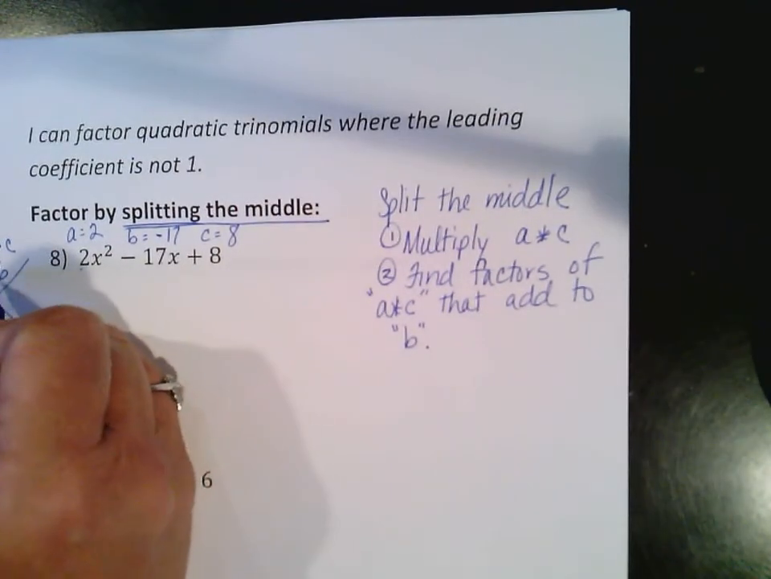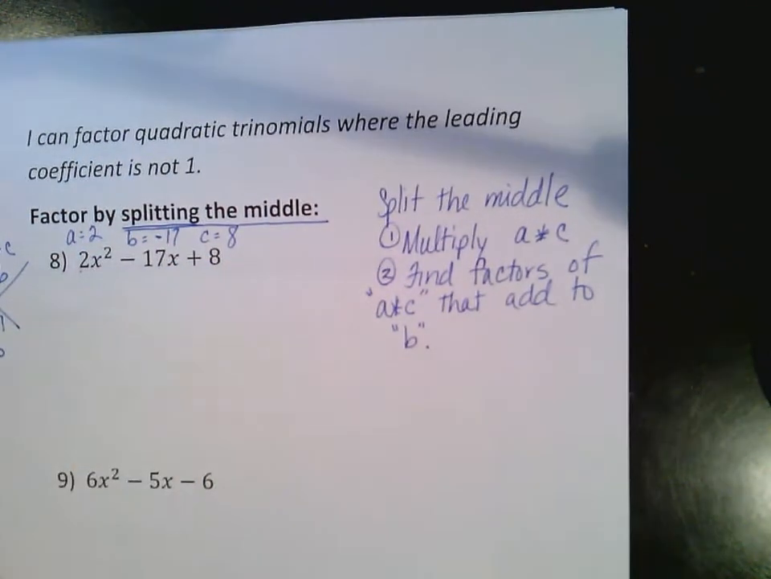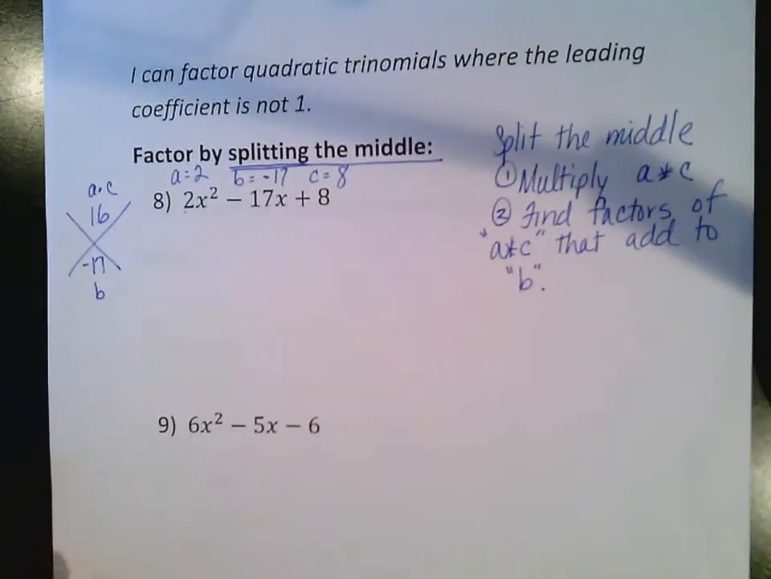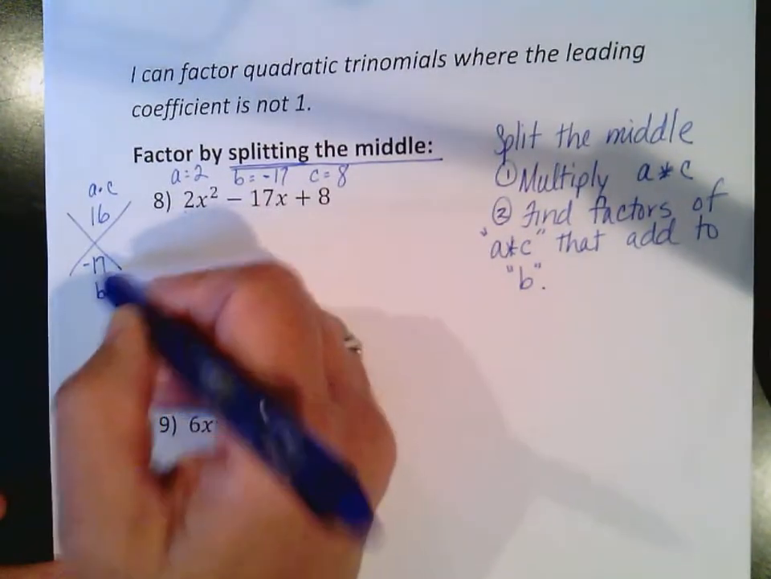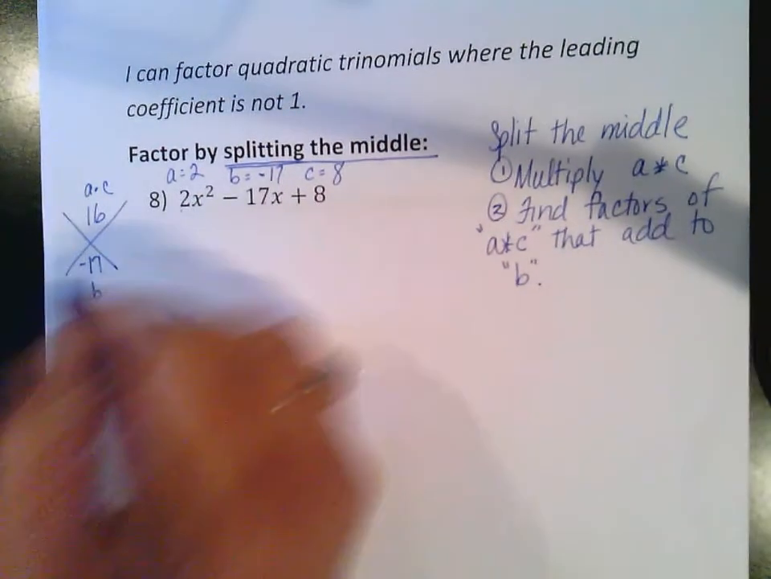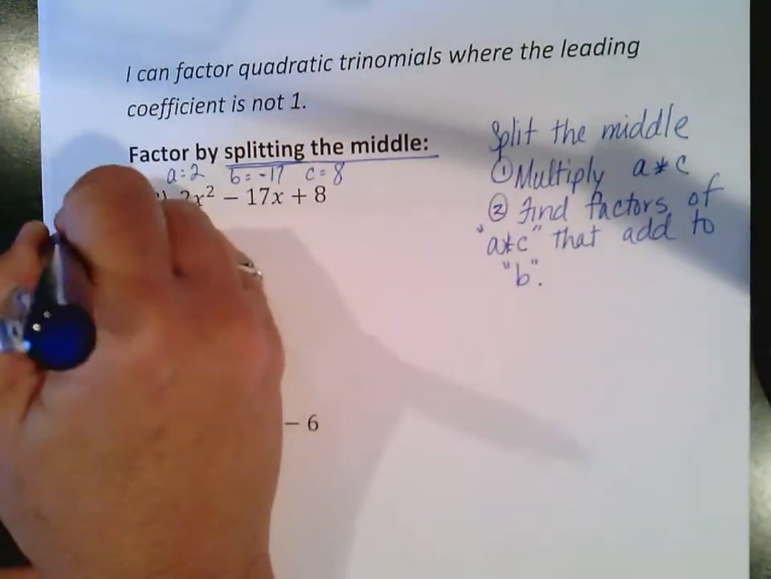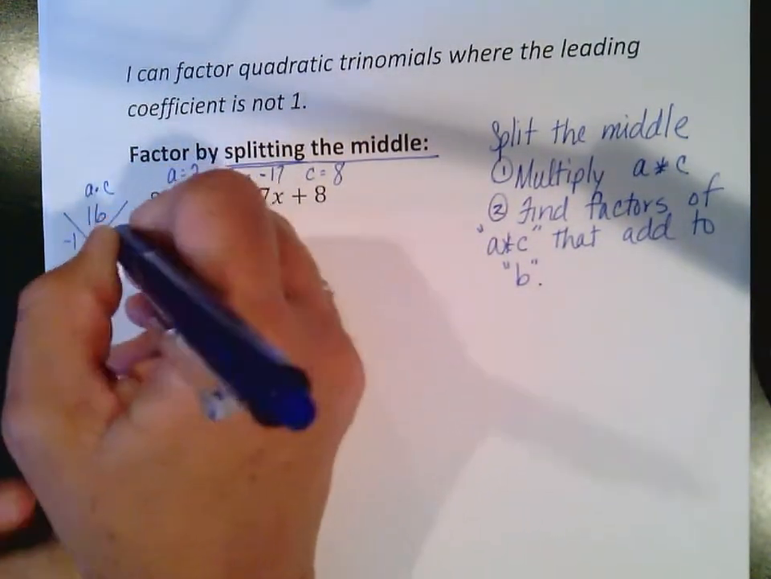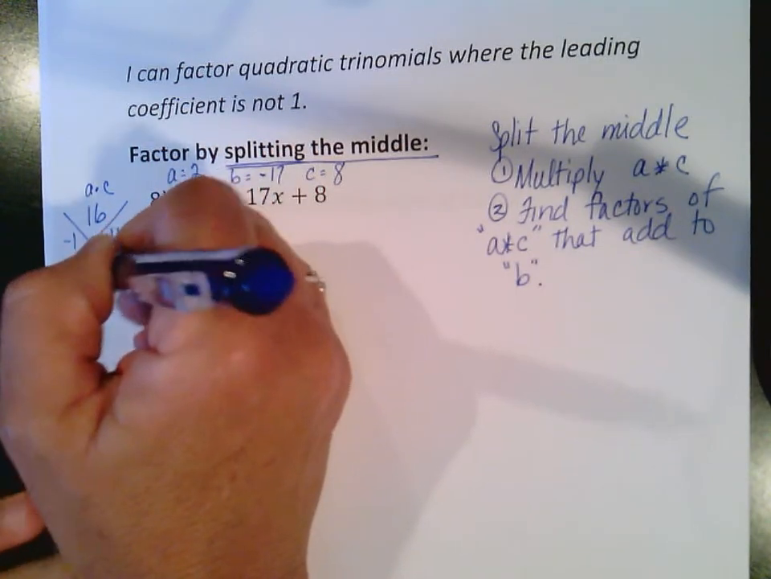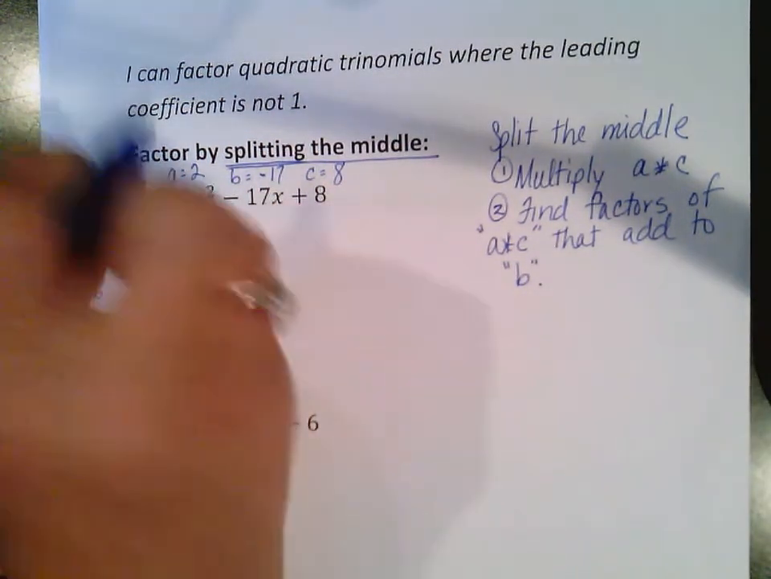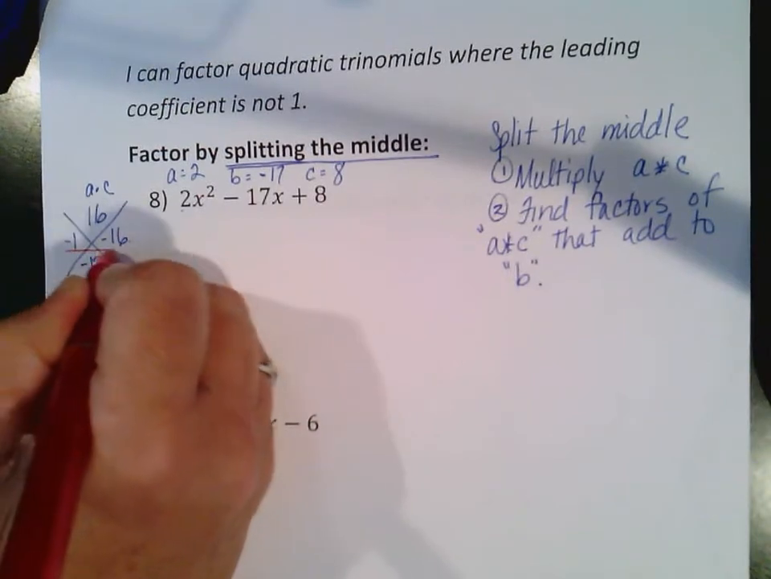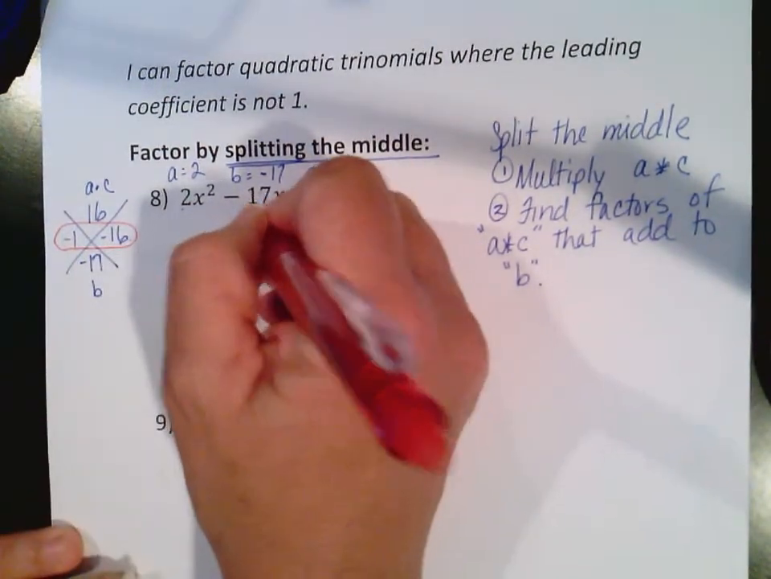It's a positive 16, so that means they're either going to be both positive or both negative. They're going to both be negative because they have to add to a negative. So this is going to be a negative 1 and a negative 16. Those multiply to be positive 16 and add to be negative 17. These numbers are going to be what I split my middle term into.